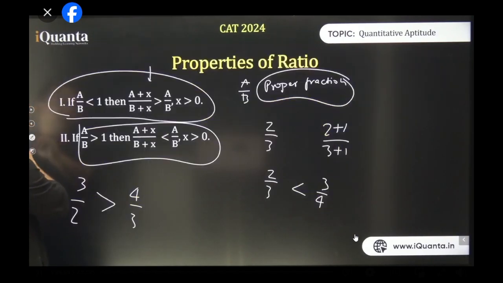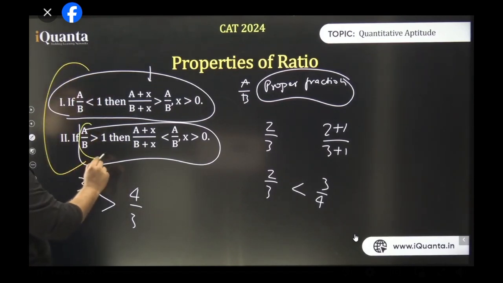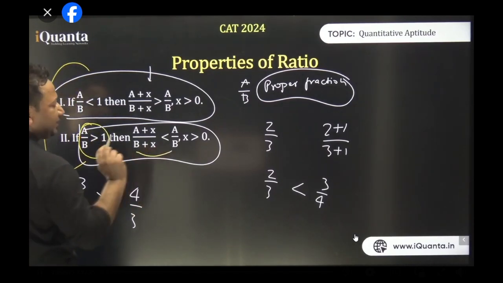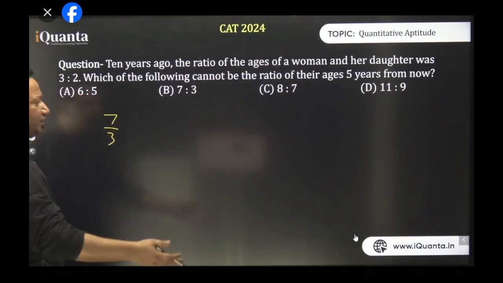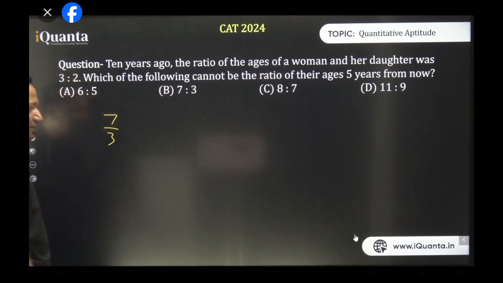See, a little while ago we were discussing these properties, right? Look at this. If a by b is greater than 1, then (a plus x) upon (b plus x) is less than a by b. We discussed it. Here the ratio is 7/3 in the past. In future, it will decrease, isn't it? It is going to decrease.